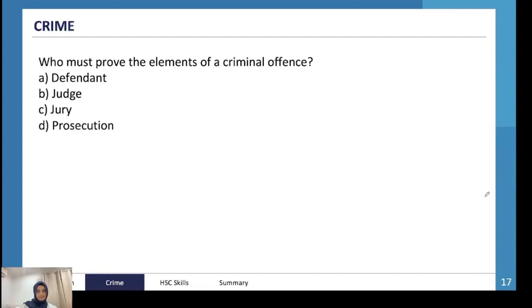Who must prove the elements of a criminal offence? Is it A, defendant, B, judge, C, jury, or D, prosecution? The answer for this one's prosecution.